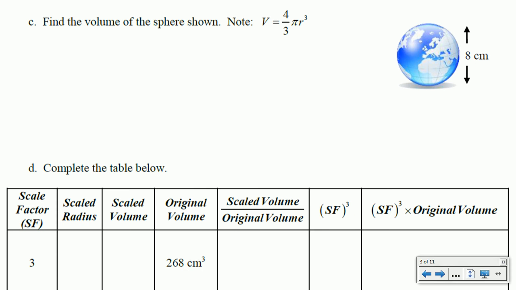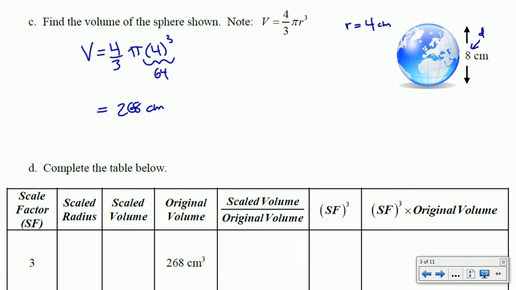Now we need to find the volume of the sphere shown. We have a diameter of 8 centimeters, so that means the radius is half that, so 4 centimeters. So if we plug in what we know, V is 4/3 times pi times 4 cubed. 4 cubed is 64. We do that first, and then multiply by 4/3 and multiply by pi. We get 268 centimeters cubed.